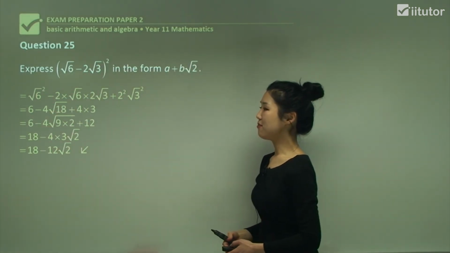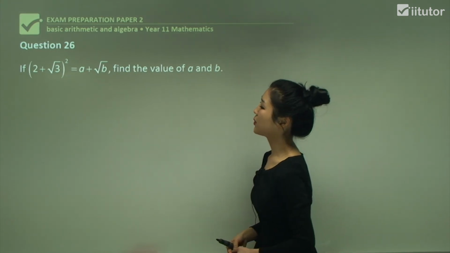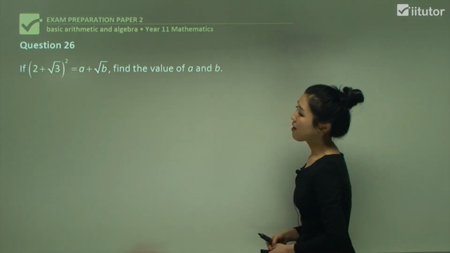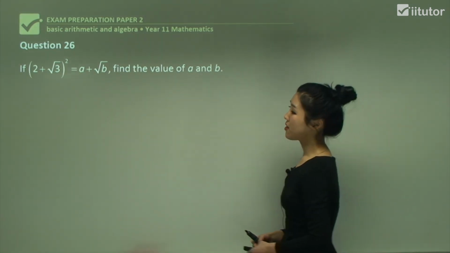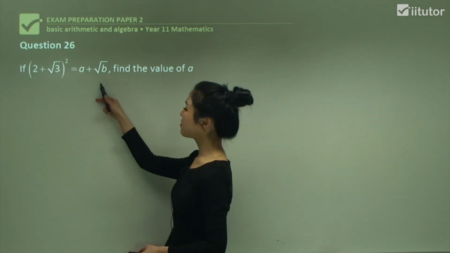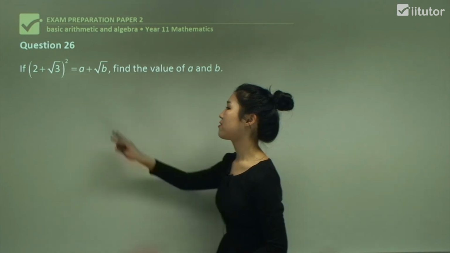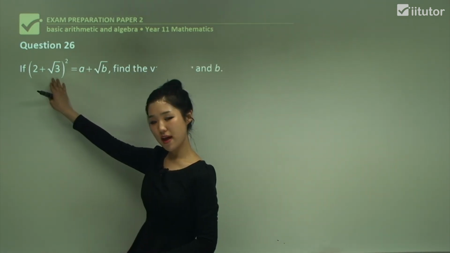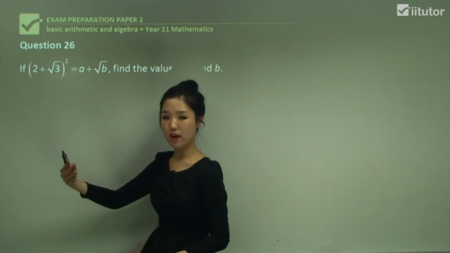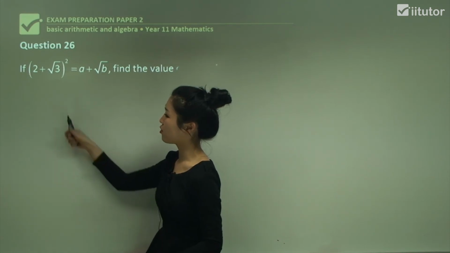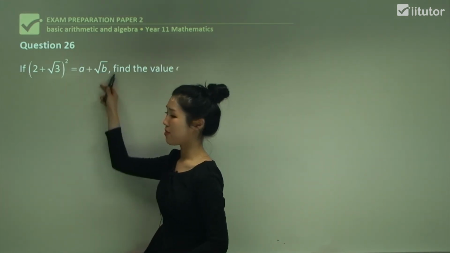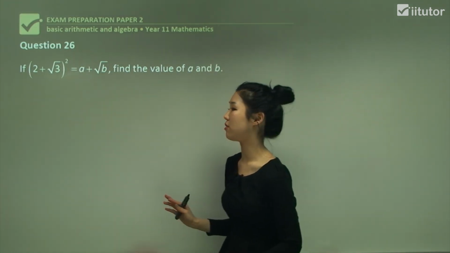That's 25. Now 26. Okay, very similar question, but it says if this expression is equal to this, find the value of a and b. Alright guys, just leave this alone, try expanding and simplifying this, and again do that comparison. So once you've got the solution of this one, compare it with this side. Okay, that's what I want you to do.